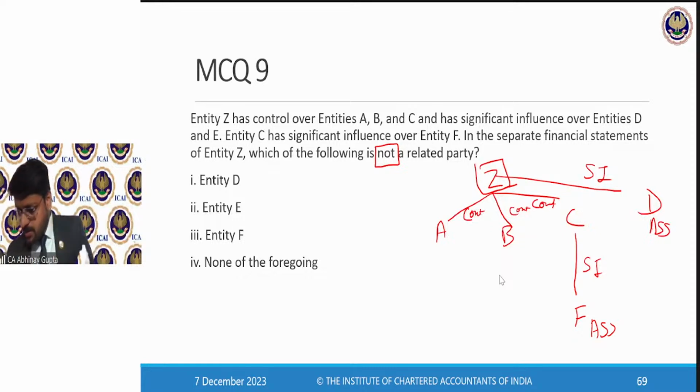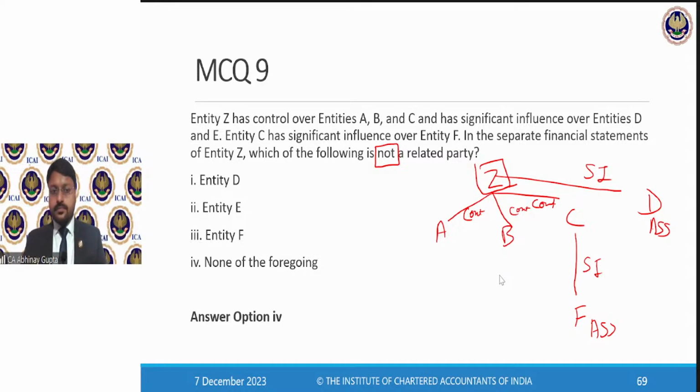Okay. Abdul is saying C, entity F. Okay. Others? Everybody is related party. So none of the foregoing is not a related party.